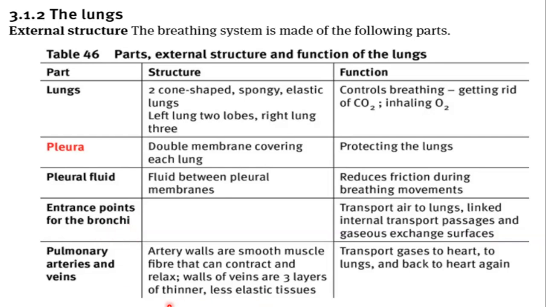And then pulmonary arteries and veins. The structure of these ones: the artery walls are smooth muscle fiber. They can contract and they can relax. And the walls of the veins are 3 layers of thinner, less elastic tissues. So between arteries and veins, the difference we've seen now is arteries contract more. They are more elastic compared to veins. Veins are less elastic as they have 3 layers. But artery walls are smooth and can contract and relax quite easily.